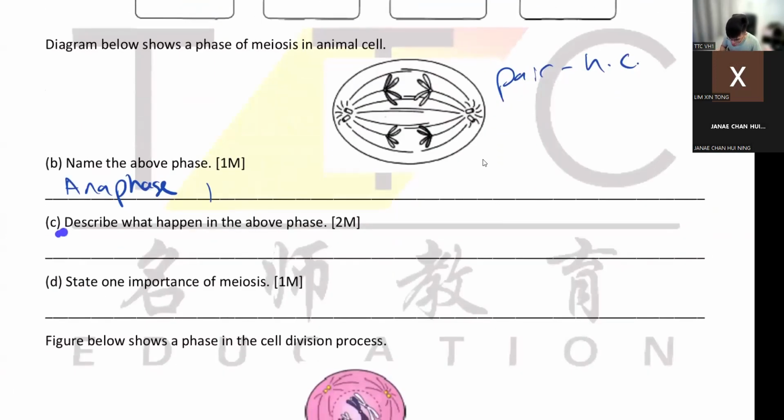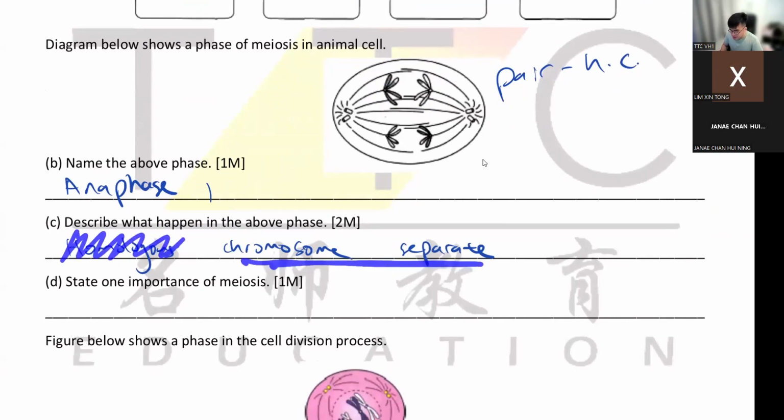So, describe what happened in the above phase. What happens here? The homologous chromosomes separate. What if this is meiosis 2? What if this is mitosis? You cover the homologous chromosomes separate. You just cover the homologous. The homologous is only for meiosis 1.